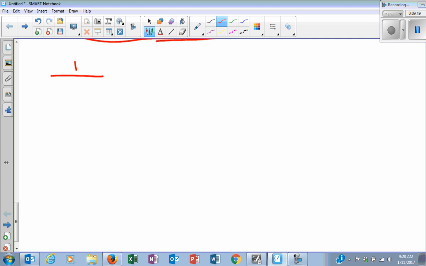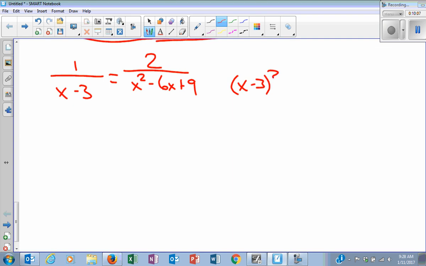1 over x minus 3 equals 2 over x squared minus 6x plus 9. You don't need to necessarily factor this to actually use it, you need to factor it so that you can set restrictions. So I factor this and I realize that it is x minus 3 squared. So I didn't change any restrictions. The only restriction I have in this one is x cannot equal 3. So I kind of remember that.